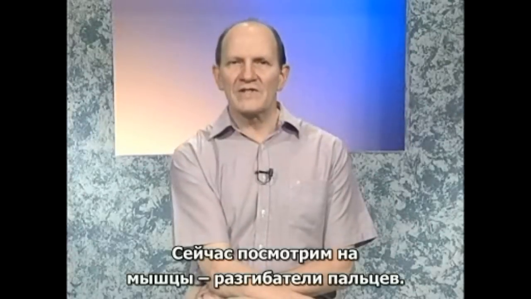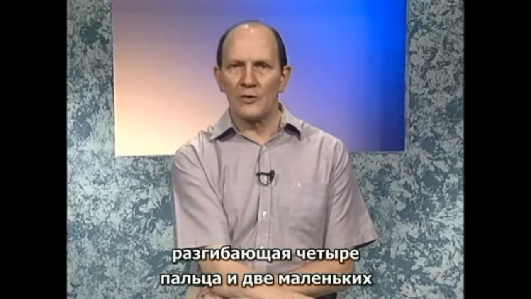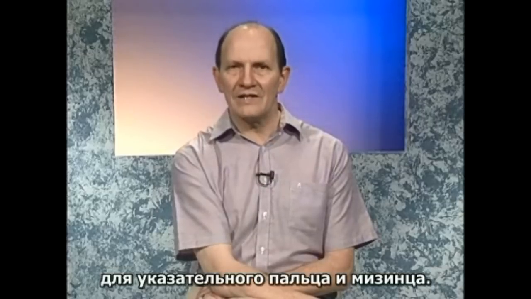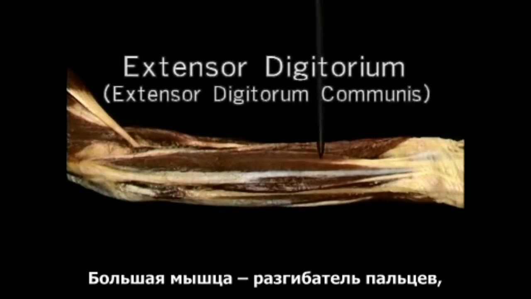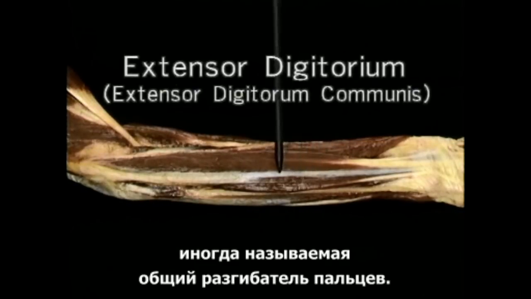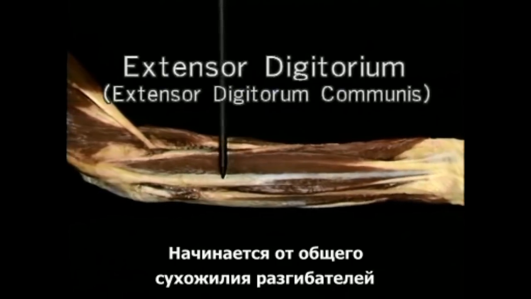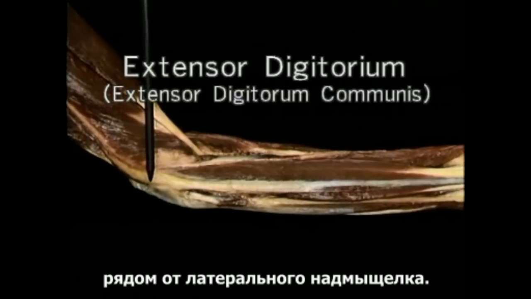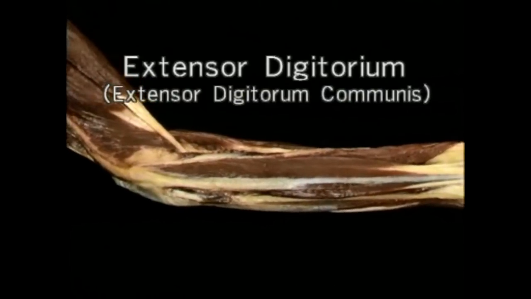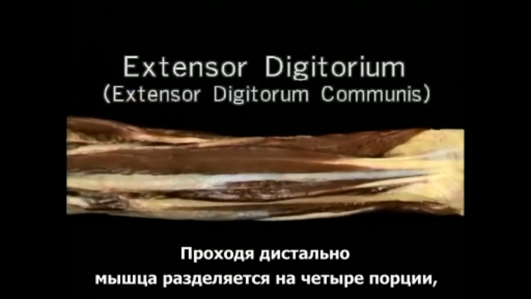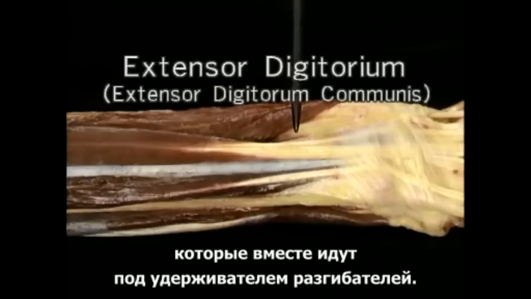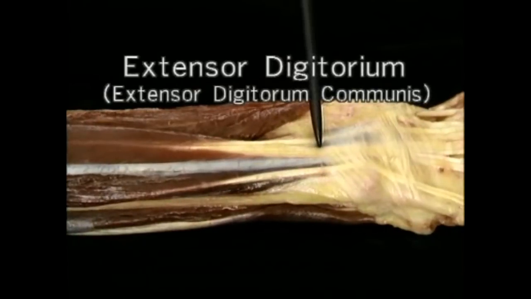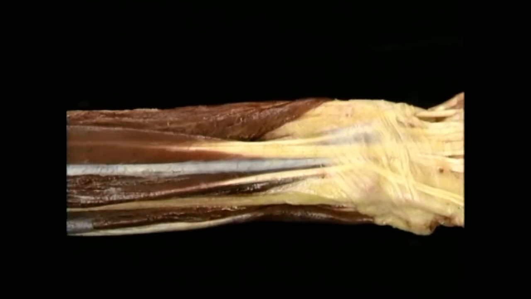Now let's look at the muscles that extend the fingers. There are three, a large one that extends all four fingers and two small ones for the index and little fingers. The large one is extensor digitorum, sometimes called extensor digitorum communis. It arises from the common extensor tendon and thereby from the lateral epicondyle. As it passes distally, it divides into four slips, which pass together under the extensor retinaculum. We'll follow them beyond there in a minute.